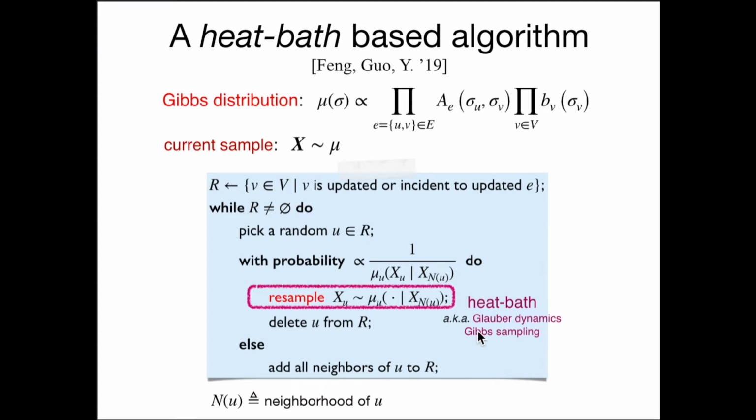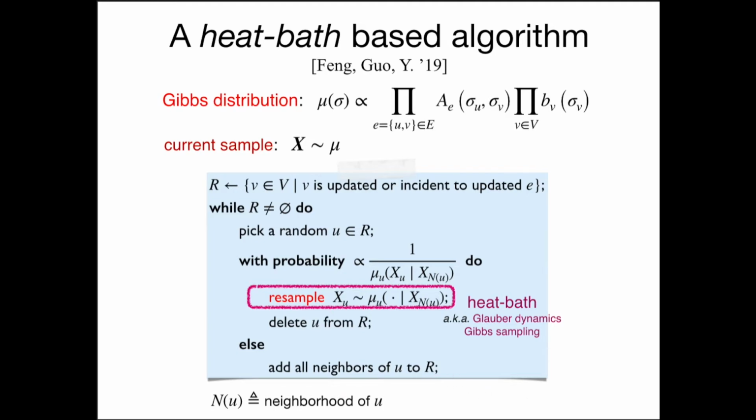But trying to fix a vertex by just this heat bath resampling will cause a bias. So we use a filter before resampling to cancel this bias. With probability inversely proportional to the current marginal probability of U, the filter succeeds and we apply the heat bath transition and successfully fix U. Otherwise, the filter fails and we add all neighbors of U into R. So in this branch, R grows.